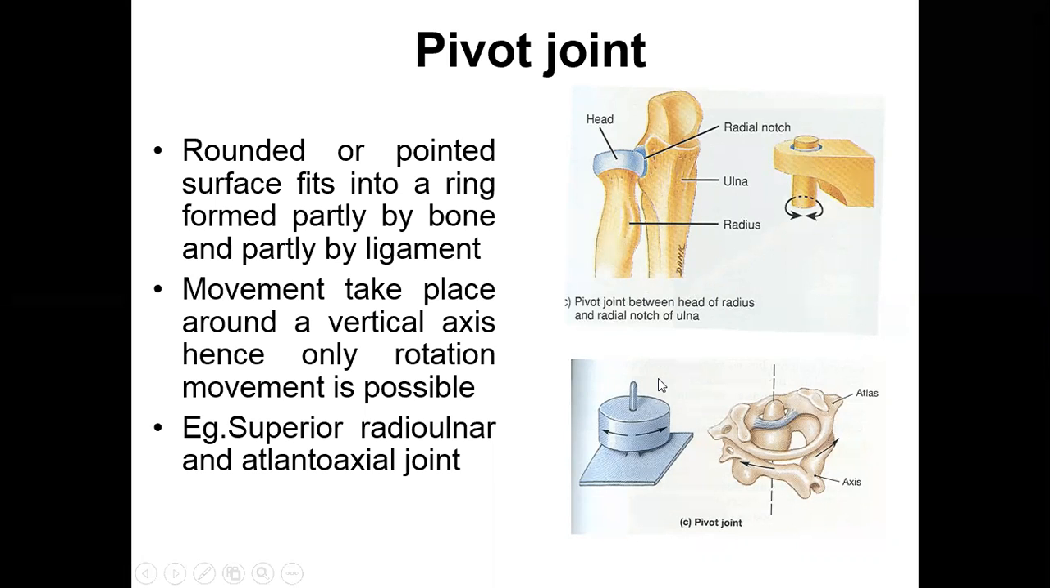Here again, the movements are occurring in a single axis, that is vertical axis. Now the axis can rotate. Similarly, here the head of the radius can rotate. Examples are superior radial joint and atlantoaxial joints. So this is atlas, this is axis.